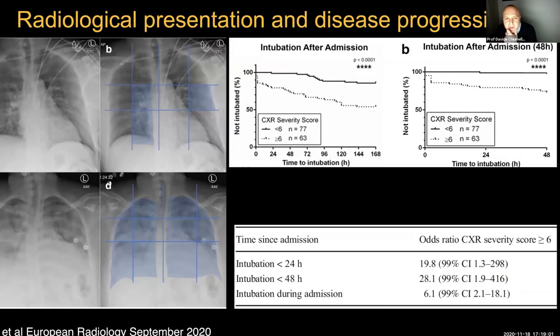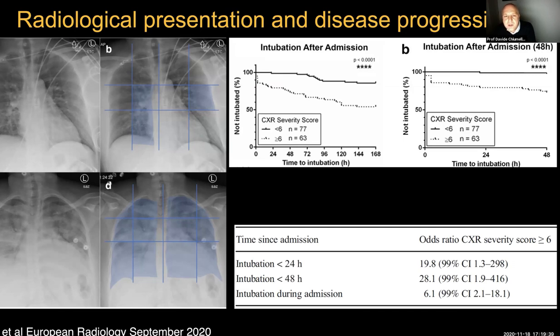Now, the other thing is, what determines the disease progression? Quite clearly, there are some radiological considerations. So you can see this is a study where they looked at chest X-ray scoring and timing of intubation and progression. You can see that if you divide the chest X-ray into quadrants, segments in sixes, the greater the involvement on chest X-ray, clearly the greater the chances of intubation and disease progression. So this is not surprising to us.